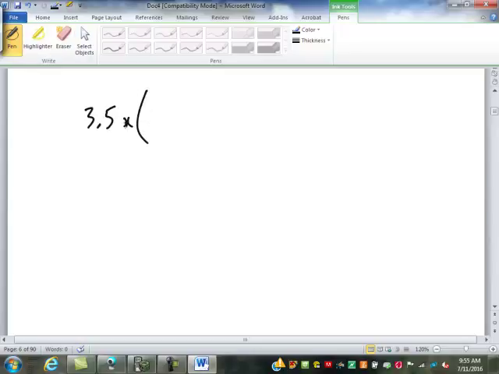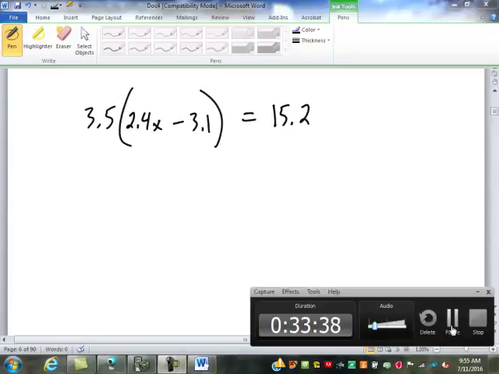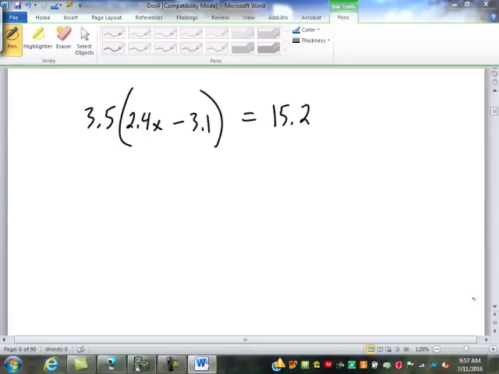Oops. No x there, sorry. For that, 3.5 times... see what you come up with there. Where do we start? Okay, we have the parentheses, and there's nothing we can do in there. So we're going to multiply by the 3.5.